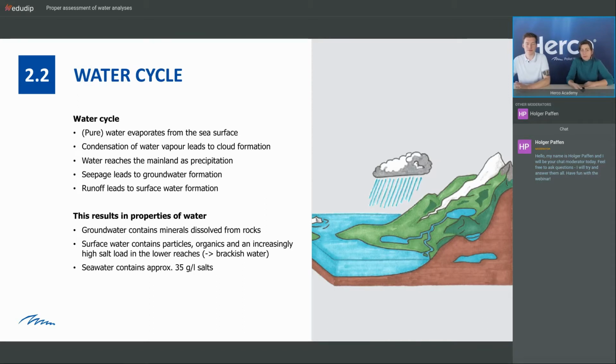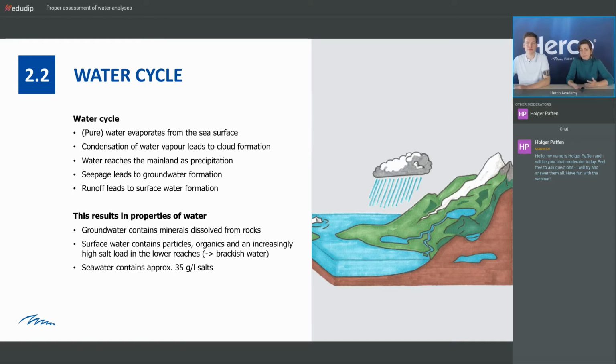Where do these different water types come from? We have a quick look at the water cycle first. What happens? Pure water evaporates from the surface of the sea. This water gets condensed, and then we get cloud formation, and water reaches land again as precipitation, rain, snow, whatever. If we have seepage, we get new groundwater. We have groundwater formation, or runoff leads to surface water formation. That means rivers, lakes, whatever.